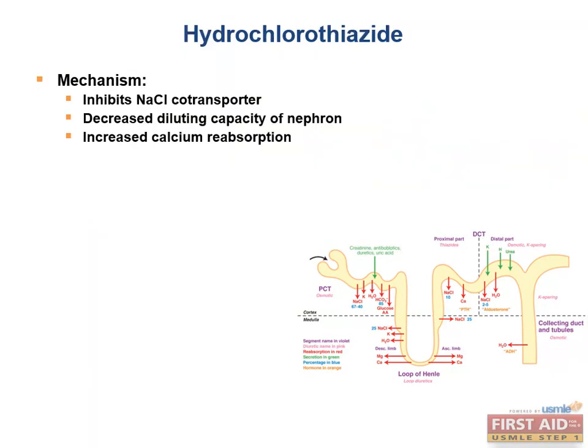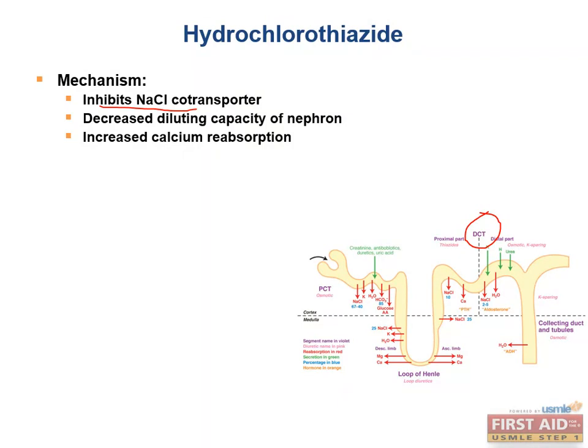Hydrochlorothiazide is the prototype of the thiazide class of diuretics. It works by inhibiting the sodium chloride cotransporter where? In the distal convoluted tubule. And this leads to loss of sodium chloride and water in the filtrate. And because this is not a potassium-sparing diuretic, it's also going to increase the excretion of potassium.